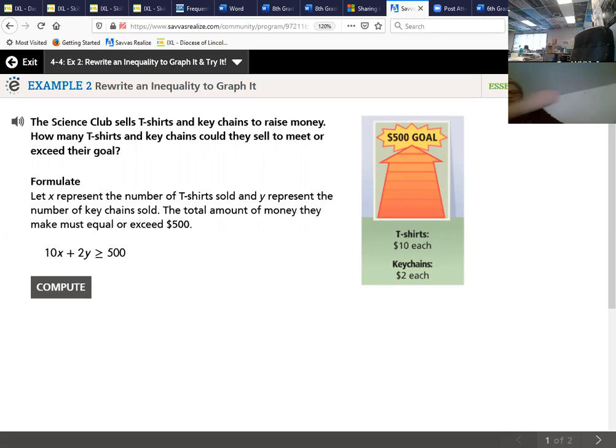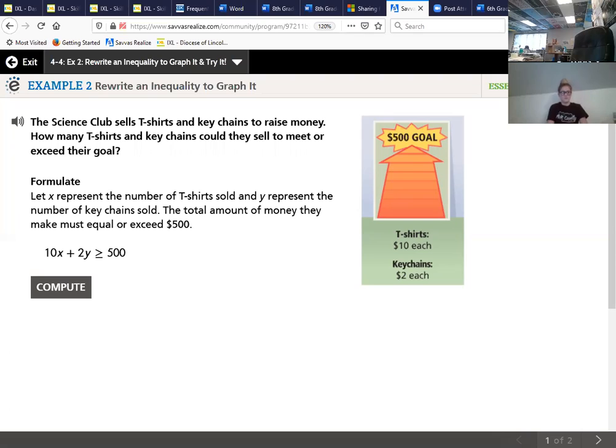So we're gonna have x be the number of t-shirts and y be the number of keychains. The total amount of money they make must equal or exceed $500. So writing an equation like this, 10x plus 2y is greater than or equal to 500, is something that you've done before. T-shirts plus keychains greater than or equal to 500.